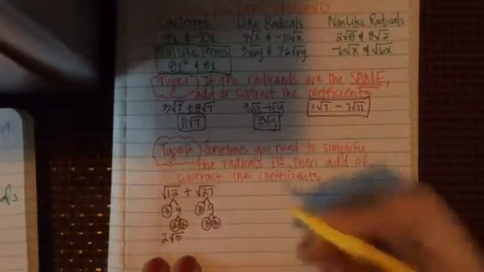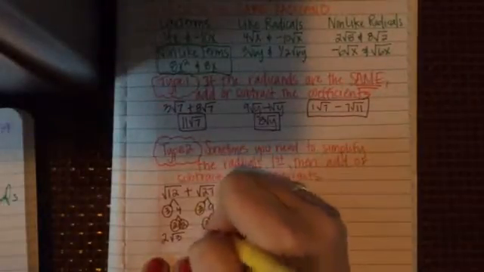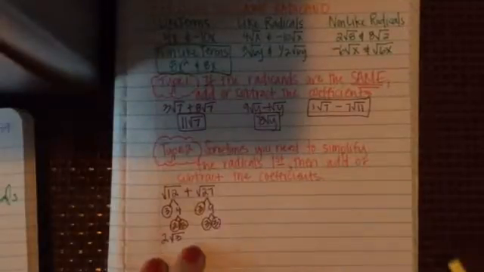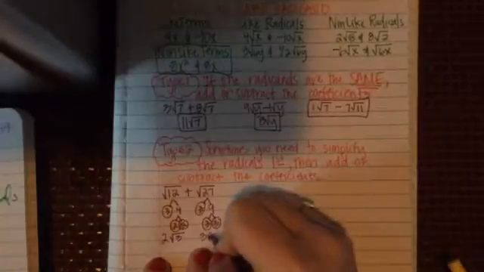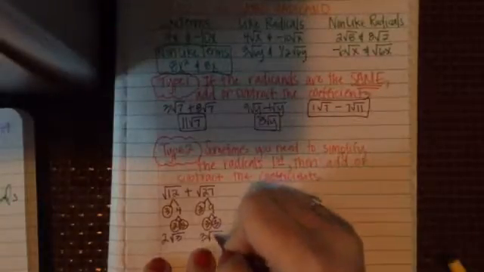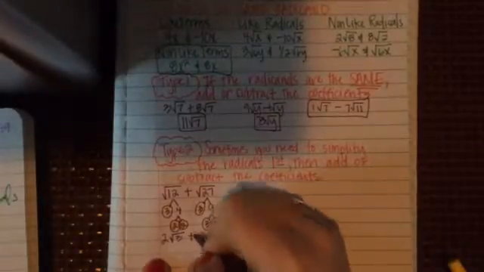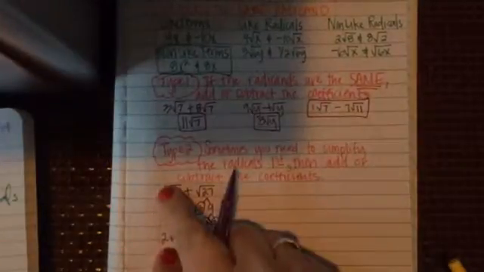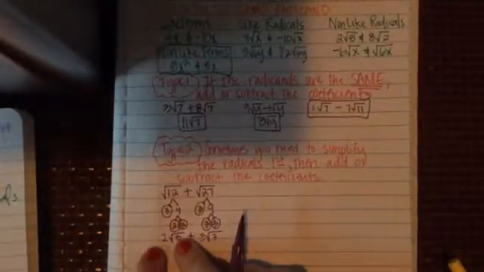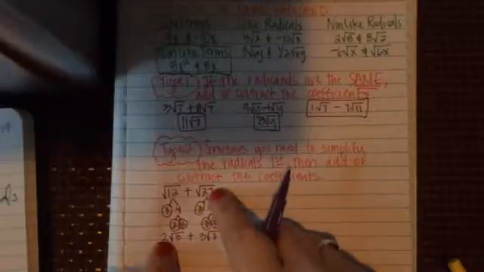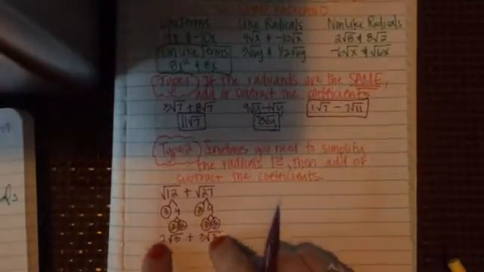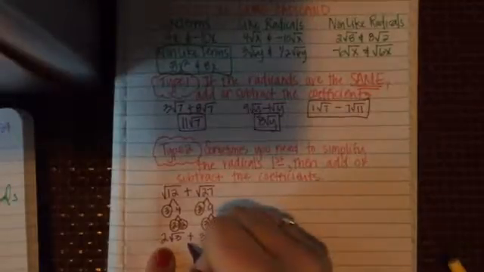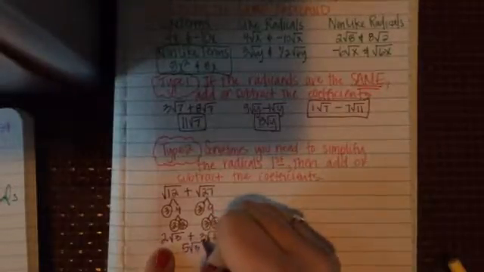I look for pairs again. I've got a 3 and a 3. So I take out one of those values. I take out a 3. And what's left behind, my single that's left behind, is 3. So now, radical 12 is really simplified as 2 radical 3. And radical 27 is really simplified as 3 radical 3. Can these now be combined? Yes, to 5 radical 3.